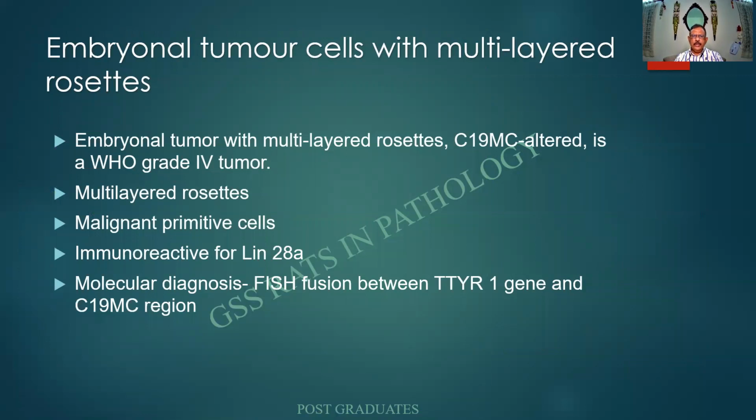Another one is the embryonal tumor with multi-layered rosettes. So you find that there is an embryonal tumor with multi-layered tumor cells arranged in rosettes that we shall be seeing. And there are two important markers that you will have to always remember: C19MC and LIN28A. The features will be multi-layered rosettes, malignant primitive cells, and these two markers will be indicative. And the method by which we can identify will be the FISH fusion technology. LIN28 and the C19MC.